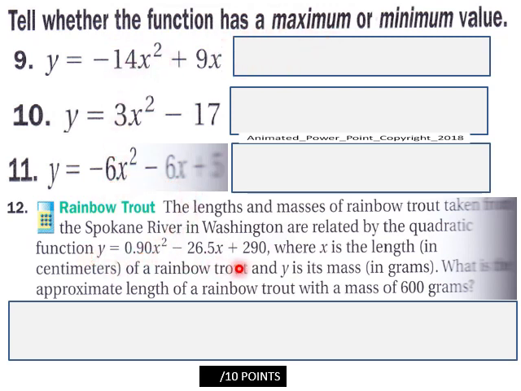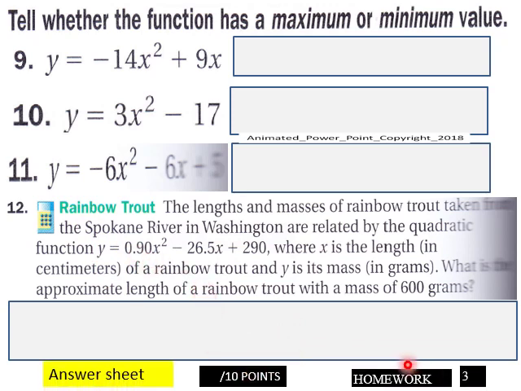Then page 3 here, tell whether the function has a max or a min value for these quadratics. And then you have a word problem here. What is the approximate length of a rainbow trout with a mass of 600 grams? You're using this function here. Then do your work down here for number 12. You've got 10 points here for page 3.